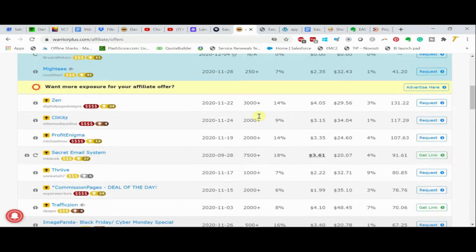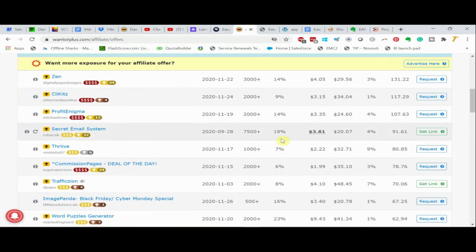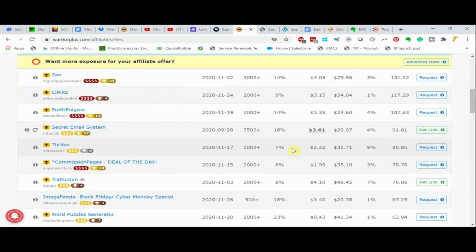The next thing you need to look at is the conversion rate. So the conversion rate is actually the percentage of the people that go to their sales page and actually buy the product. So you want to look at a conversion rate that's around 6, 7, 8% and more. I wouldn't go below 8 or 9% personally.